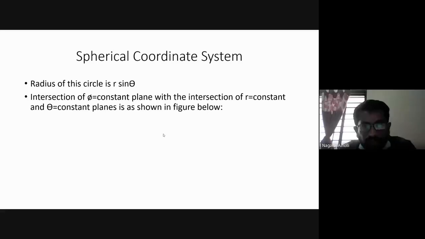The intersection of the phi equal to constant plane with the intersection of r equal to constant and theta equal to constant surfaces is shown in the figure below. Next, we'll see what will be the intersection of phi equal to constant, r equal to constant, and theta equal to constant. Let us try to imagine here.